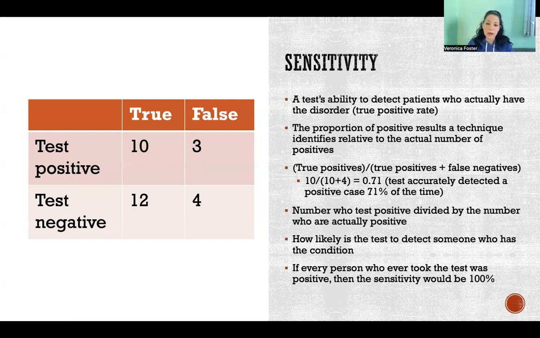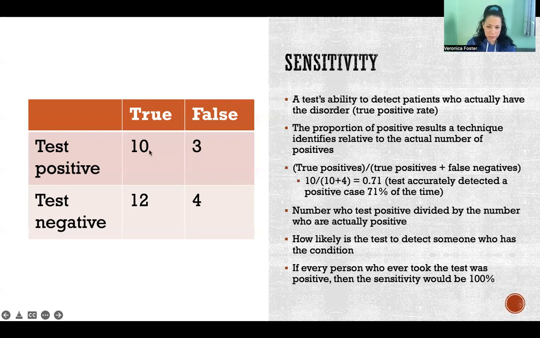So we can calculate the sensitivity, or the true positive rate, by dividing the number of true positives by the true positives plus the false negatives. We could interpret that as how many tested positive compared to how many are actually positive, but maybe tested falsely as negative.